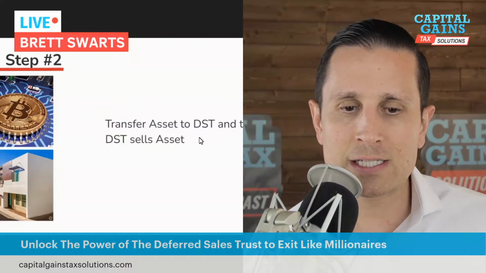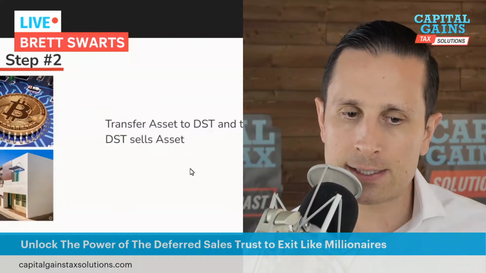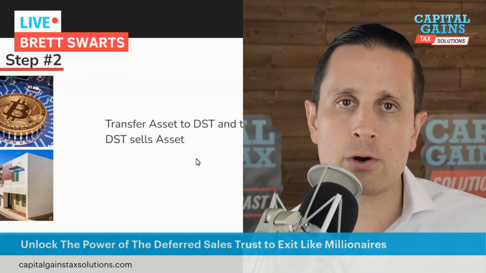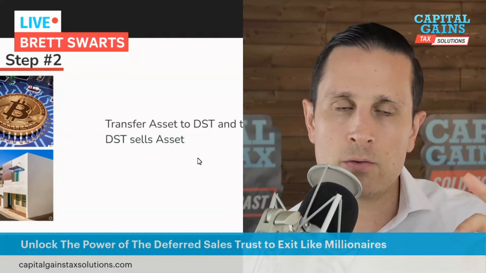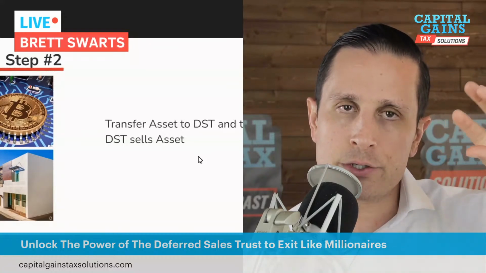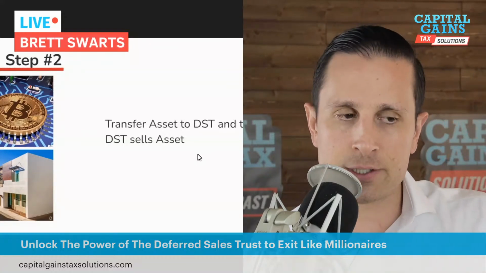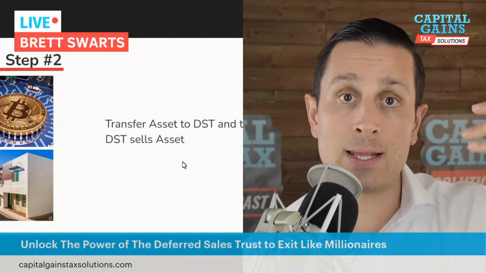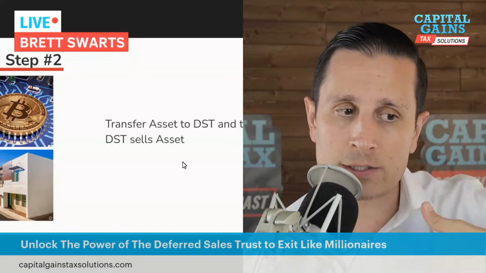Step two is to transfer the assets to the DST, and the DST sells the assets. So in escrow, or prior to escrow, we're going to give you option language with Chad, the DST tax attorney team, to transfer or assign interest of LLCs or S corps to the Deferred Sales Trust. And at close of escrow, it can all transfer over.